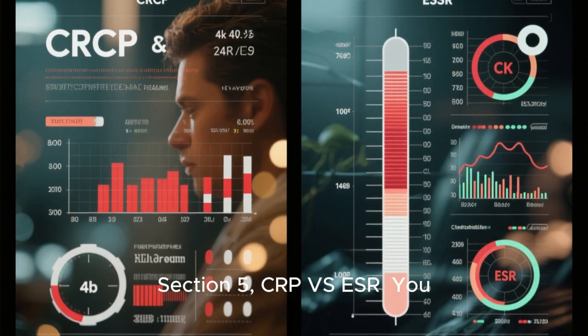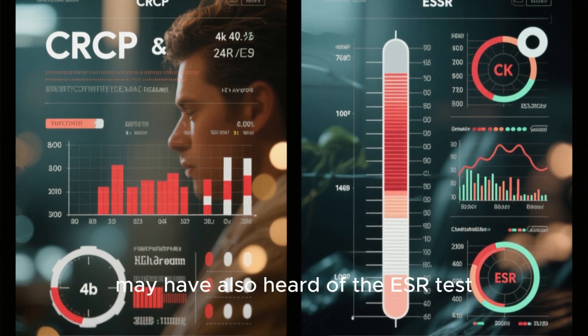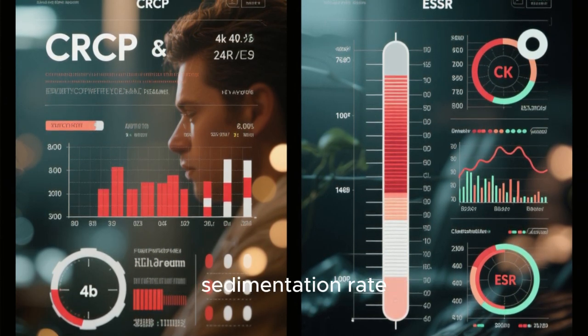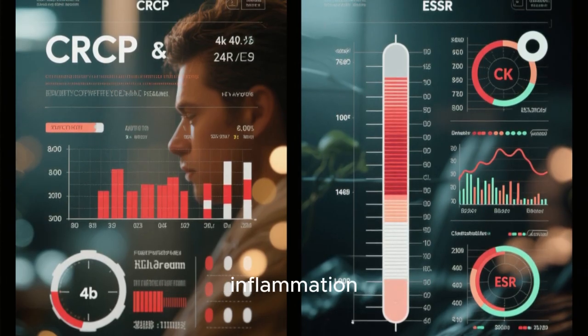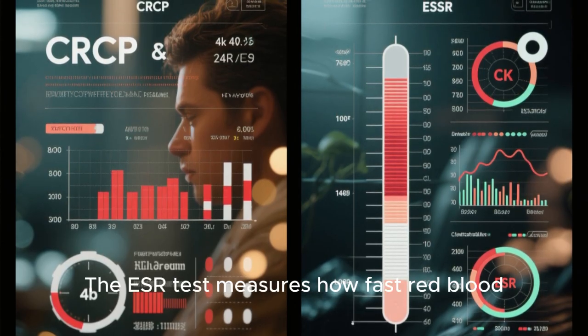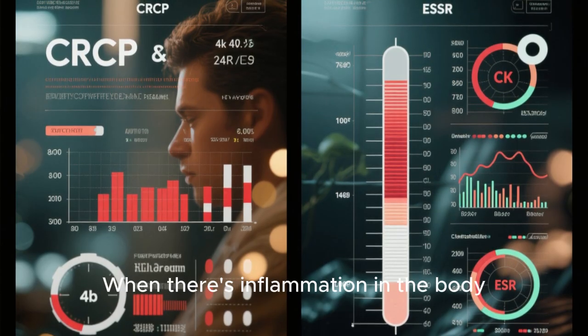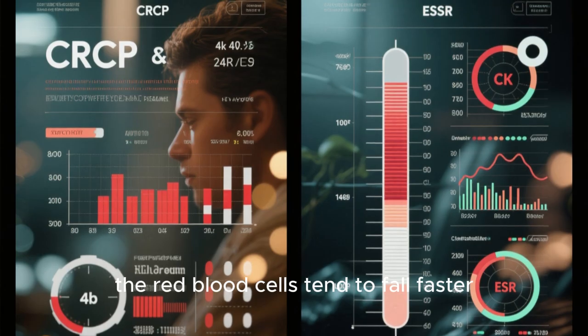Section 5. CRP vs ESR. You may have also heard of the ESR test, which stands for erythrocyte sedimentation rate. It's another blood test that's sometimes used to detect inflammation. The ESR test measures how fast red blood cells settle in a test tube. When there's inflammation in the body, the red blood cells tend to fall faster.